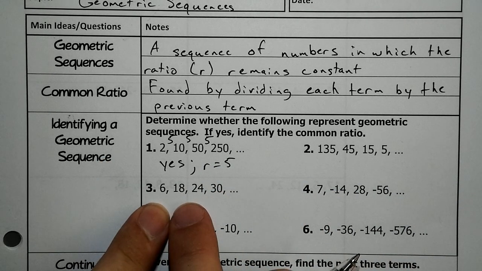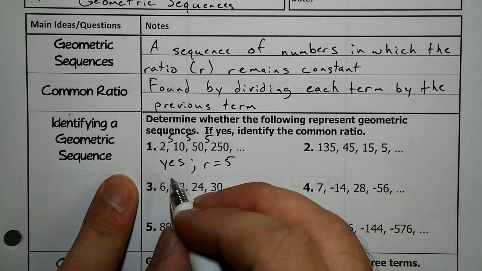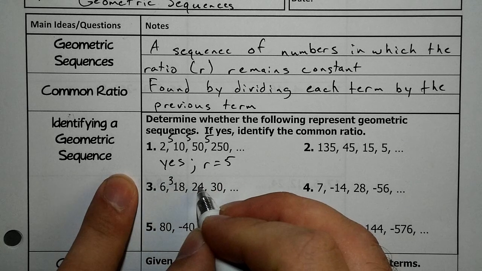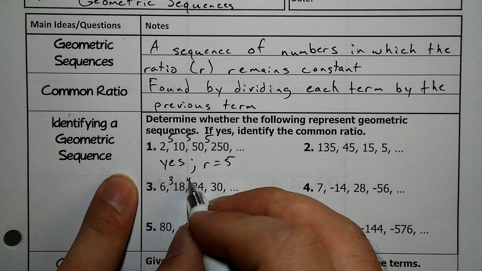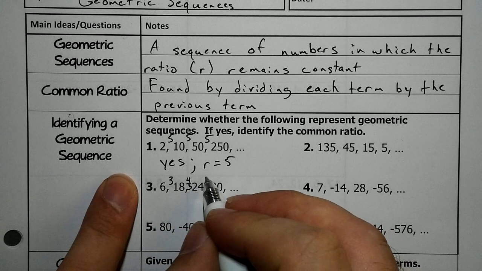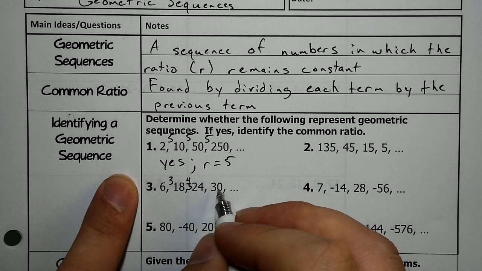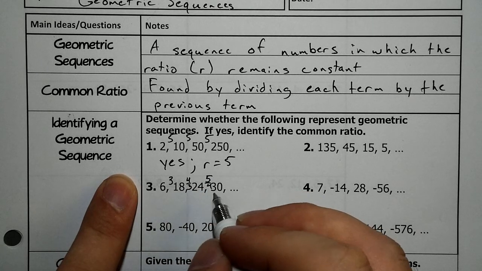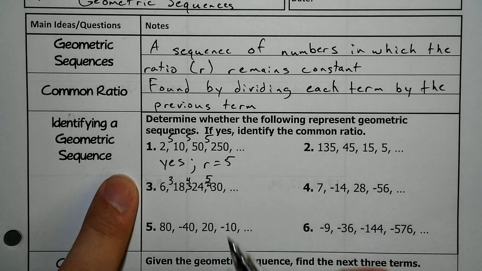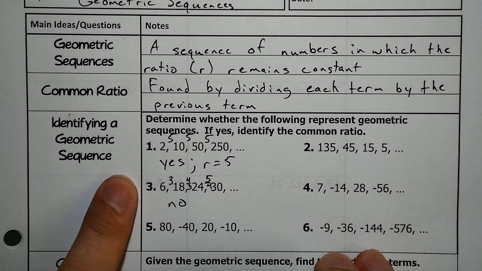On number 3, I'm going to go straight down, then you guys try this one. So, 18 divided by 6 is 3. 24 divided by 18, that gives us a fraction. That actually gives us 4 over 3. 30 divided by 24, that's 6 over... 6 goes into both of those. 5 times here, 4 times there, 5 over 4. You see how they're different? It was not a constant ratio, so this is just no. It's not a geometric sequence.